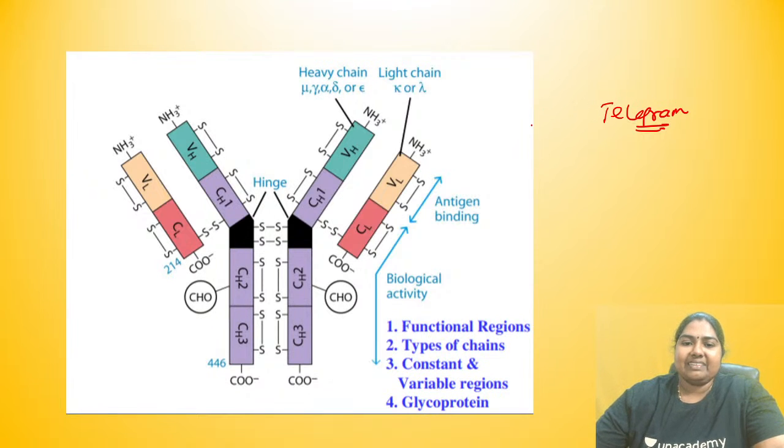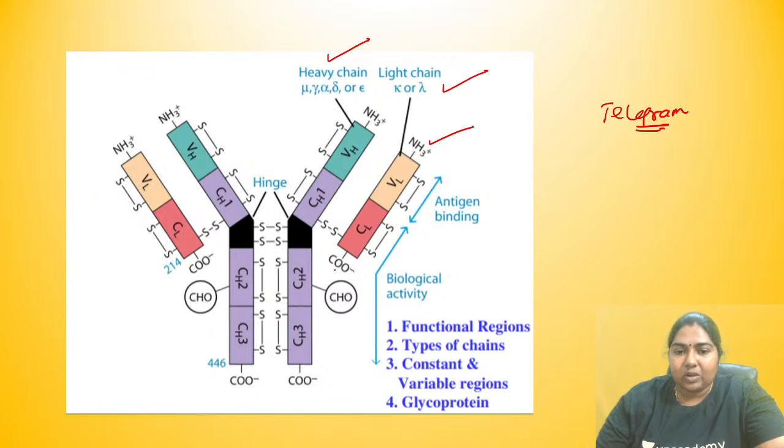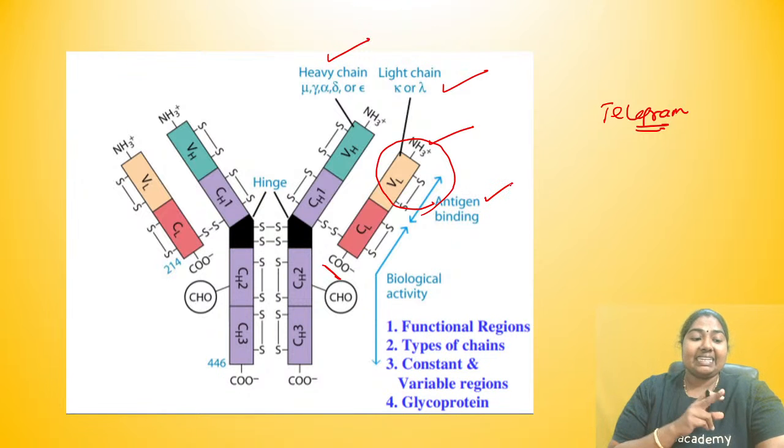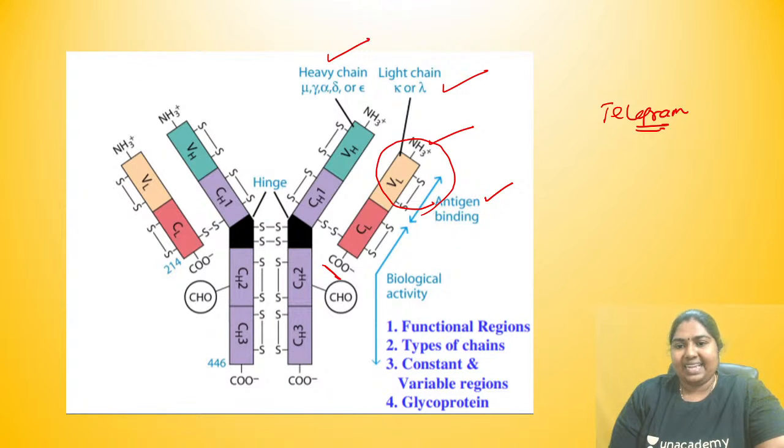And here I'll just tell you the key points alone. So what is this? This is the structure of your antibody. Your antibody is going to contain a heavy chain and a light chain. This is going to be the light chain, which has an amino terminus and a carboxy terminus. The amino terminus of the light chain is the antigen binding region, the FAB portion. Likewise here also.